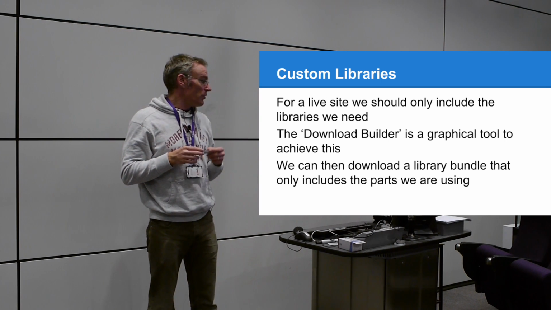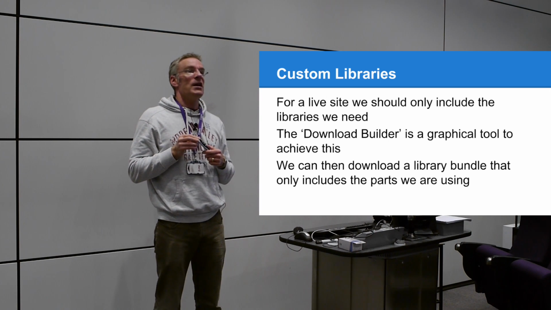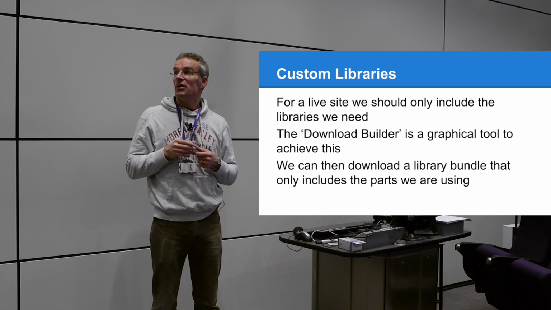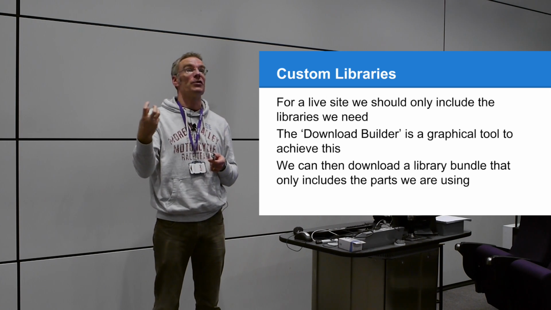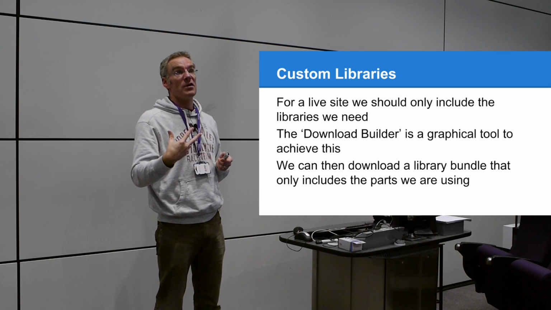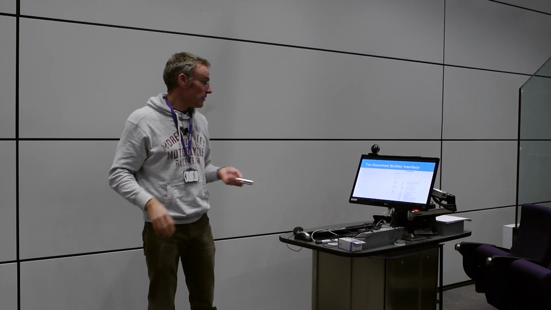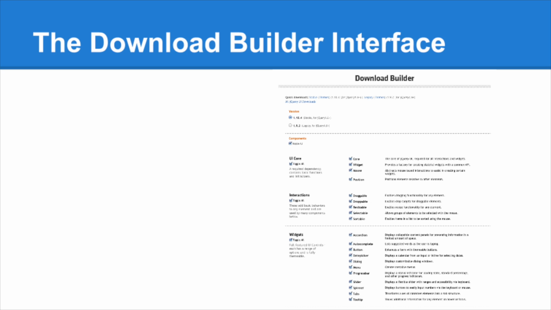Now, the download builder, and I'll show you in a minute, is where you tick the bits you want, you click on download, and it actually adds all the bits into a zip file, just the bits you want, and downloads a zip file for you. So it excludes things you don't need. And that's what it looks like.